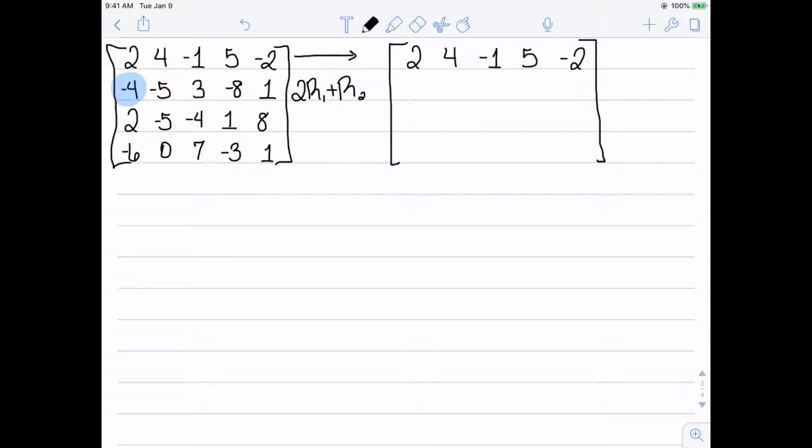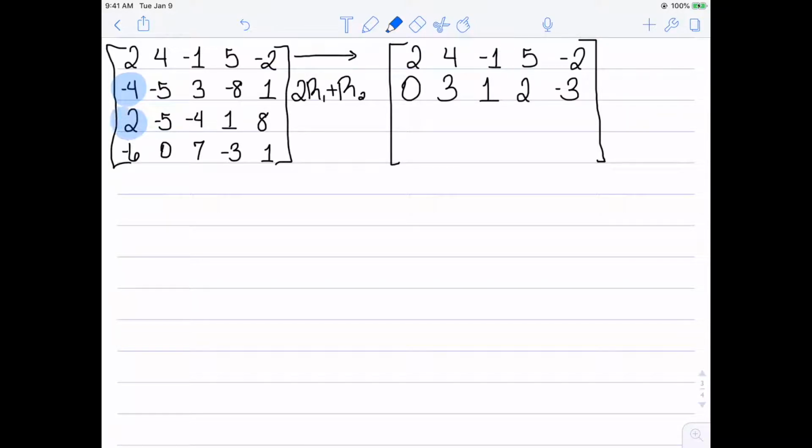My first row will stay the way it is. 2 times 2 is 4, minus 4 is 0. 2 times 4 is 8, minus 5 is 3. 2 times -1 is -2, plus 3 is 1. 2 times 5 is 10, minus 8 is 2. And 2 times -2 is -4, plus 1 is -3.